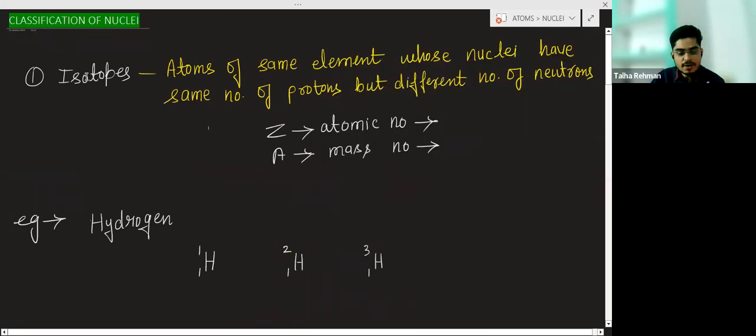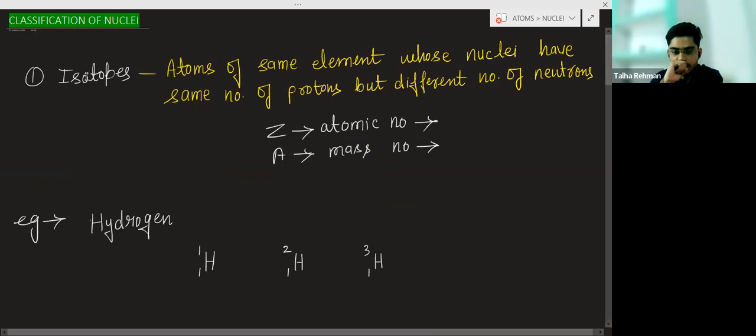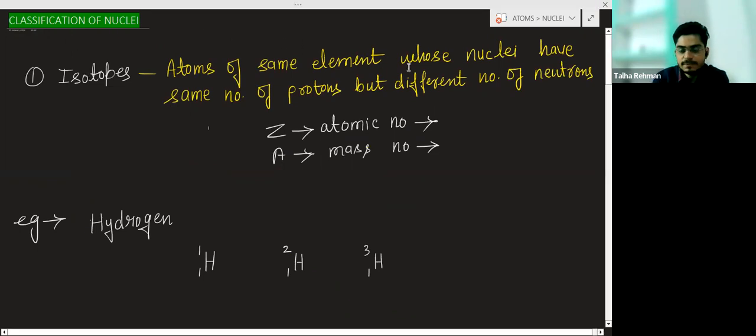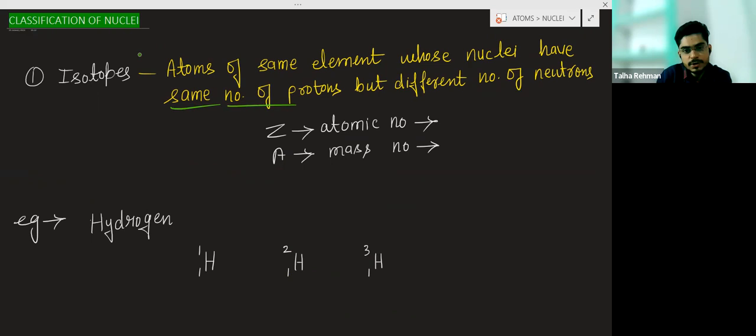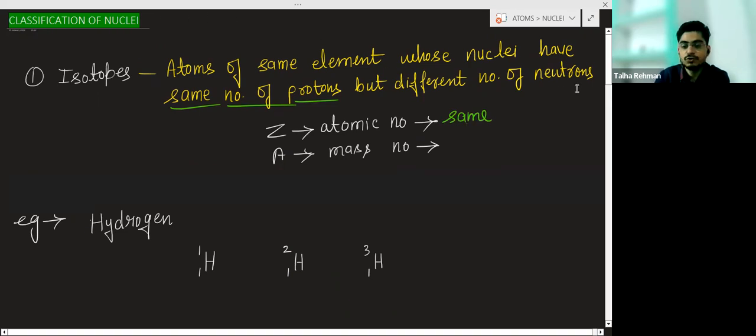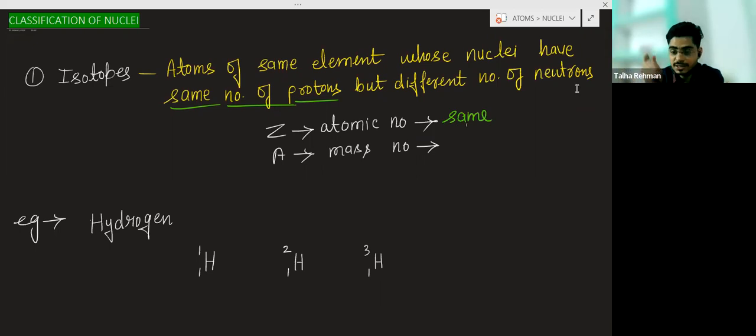Okay, now isotopes. What are isotopes? Atoms of the same element whose nuclei have the same number of protons. Same number of protons means atomic number will be the same. But different number of nucleons. Number of nucleons means mass number will be different.